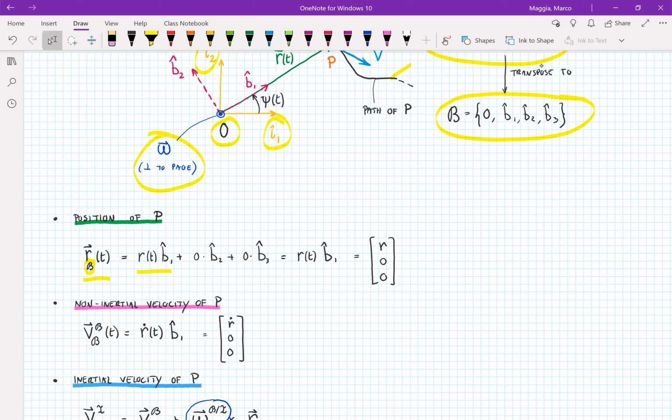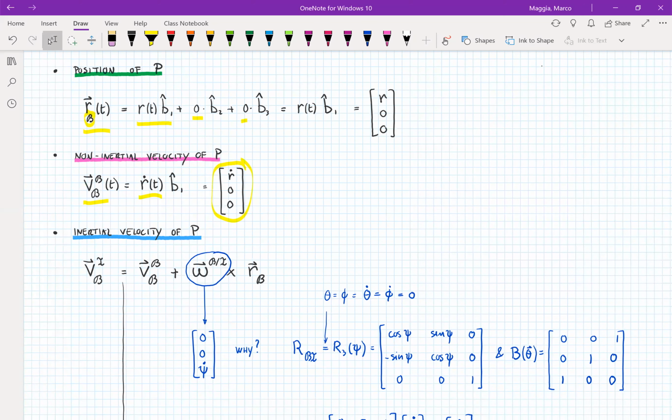So now let's take the first step and compute the non-inertial velocity of P. Well, the non-inertial velocity is VB in the B coordinates. It's just the time derivative of the components. So here we only have r dot, always in the B1 direction. Since the components in the B2 and B3 directions are 0, their derivatives with respect to time are also 0. So the non-inertial velocity of P in B coordinates is given by (r dot, 0, 0).